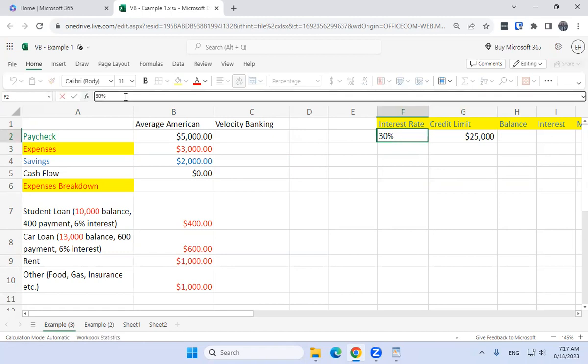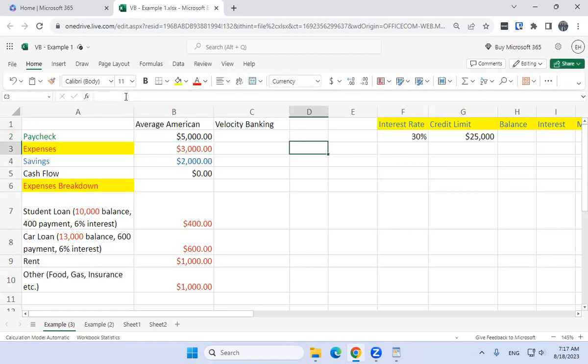So that's the second step. Once we've done our budget, now we use our tool, which is a line of credit. In this case, it's going to be a credit card with the 30% interest rate. Now the concept is pretty much relatively the same.